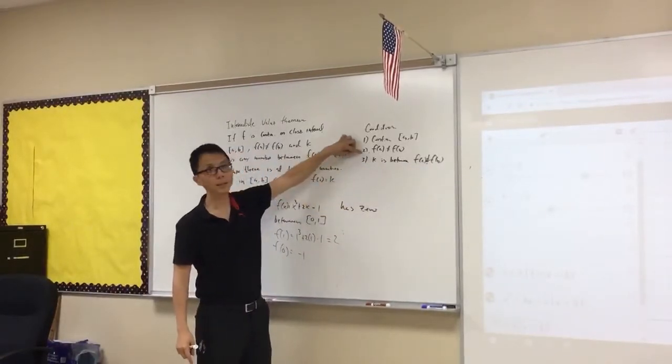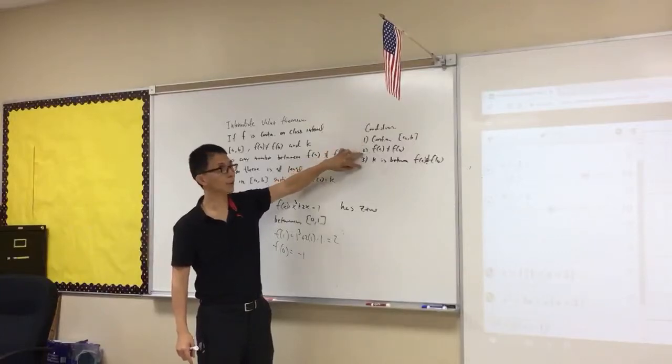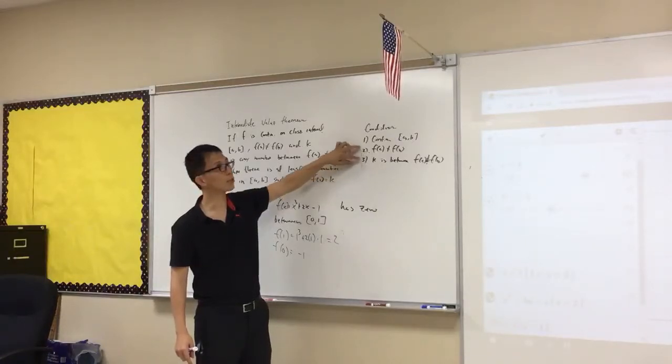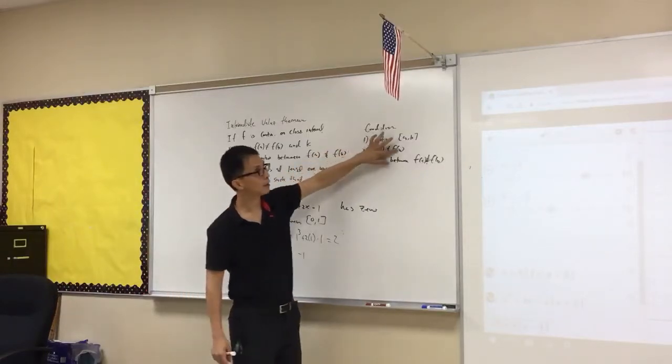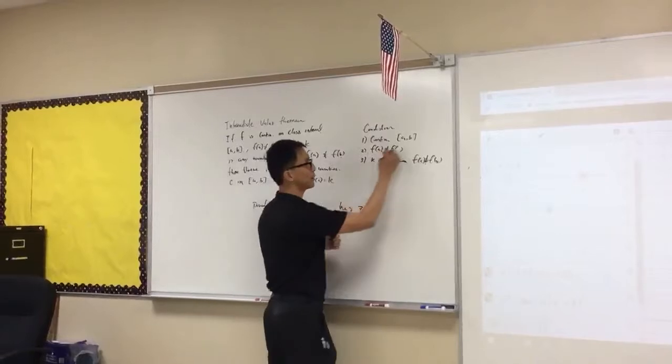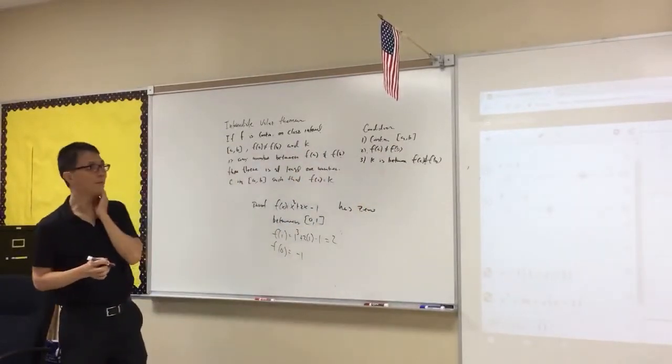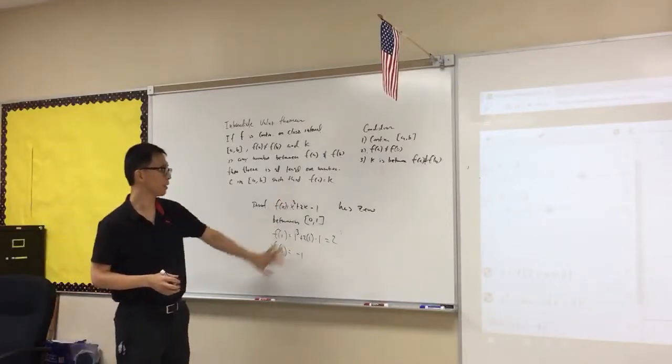So look, if this condition is not true, this condition will not be true, because that value doesn't have to be between. So you have to have f(a) not equal to f(b). So you're going to say, what is the intermediate value theorem? The intermediate value theorem is going to be like this.